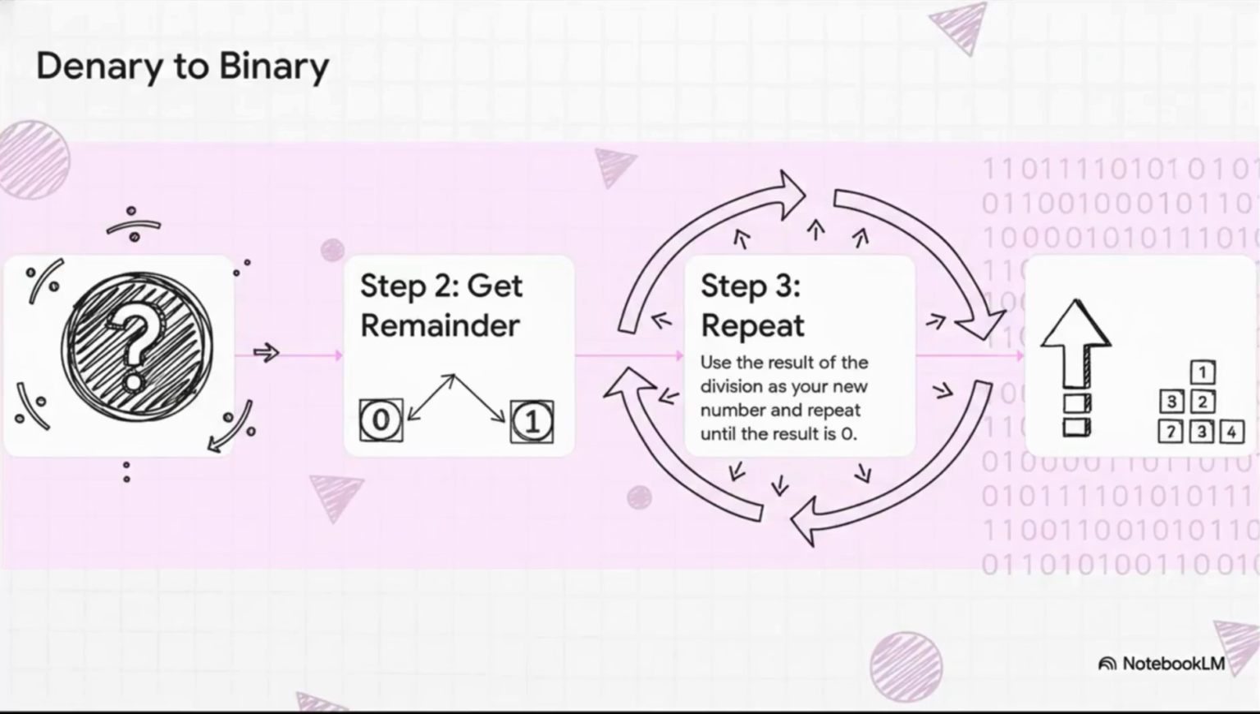So how do we go the other way? Well, it turns out there's this really clever trick using division. You just take your number and divide it by 2. You write down the remainder, it's always going to be a 0 or a 1, and then you take the result of that division and do it again. You just keep going until you get down to 0. Then, the magic part. You read that list of remainders you wrote down from the bottom to the top, and poof, that's your binary number.